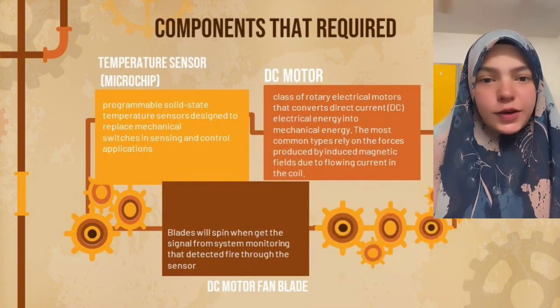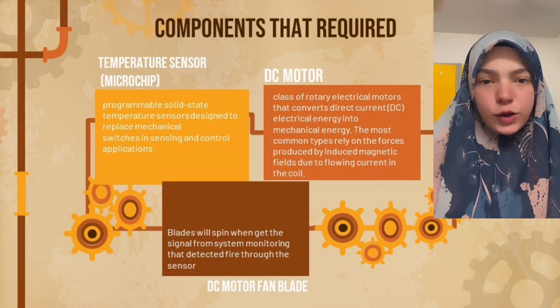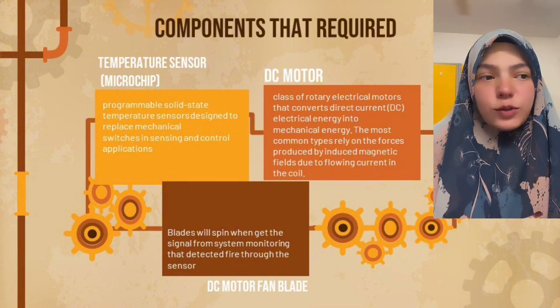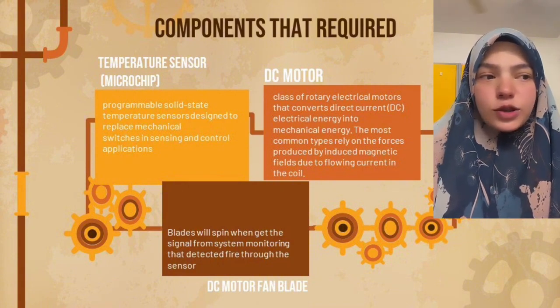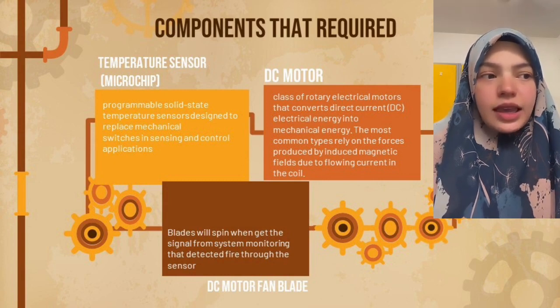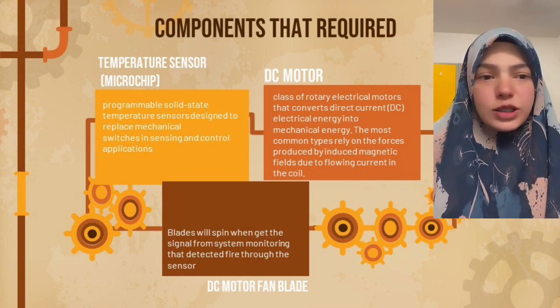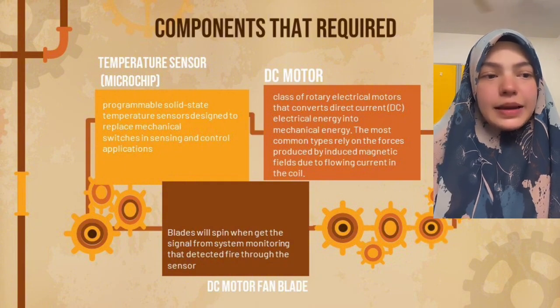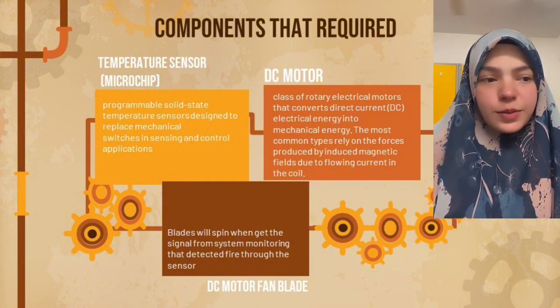A component that is required for this project: the temperature sensor microchip, a programmable solid-state temperature sensor that is designed to replace a mechanical switch in sensing and control applications. Next, DC motor. A DC motor is an electrical motor that converts direct current electrical energy into mechanical energy, and the force is produced by the magnetic field induced due to current flowing in the coil. Next, DC motor fan blade. The blade will spin when the signal from the system monitoring detects a fire through the sensor.